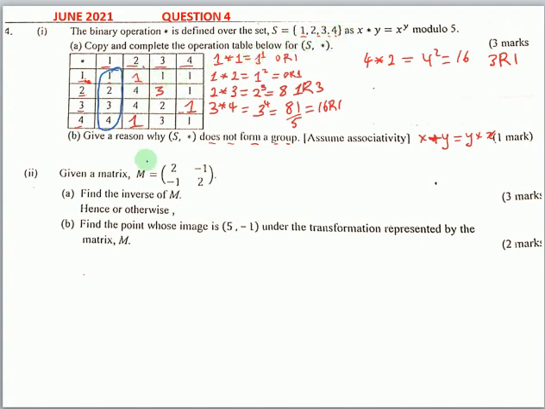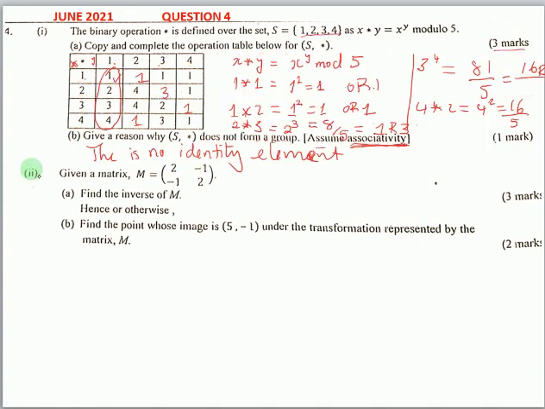So it means the element does not form a group because there is no identity element. Let's move on to the second part of the question, I2. They gave the matrix M as 2, -1, -1, 2. Find the inverse of M.